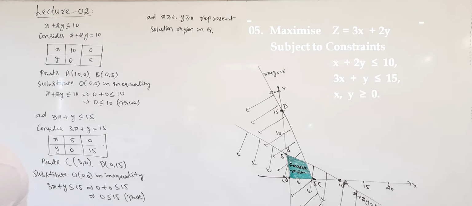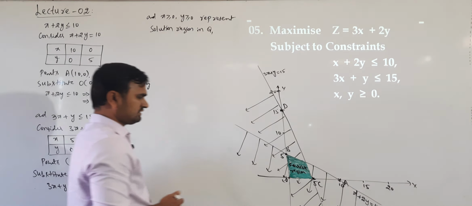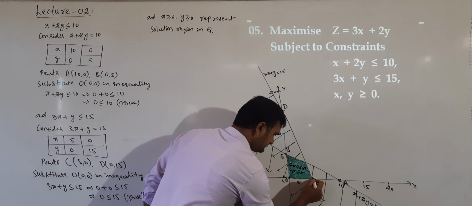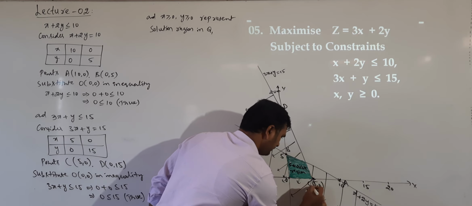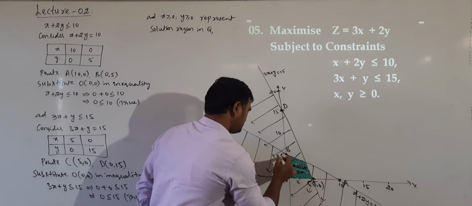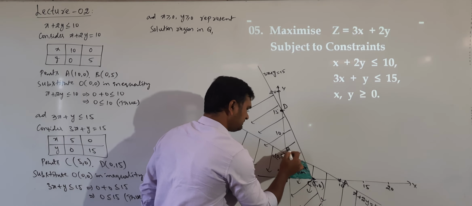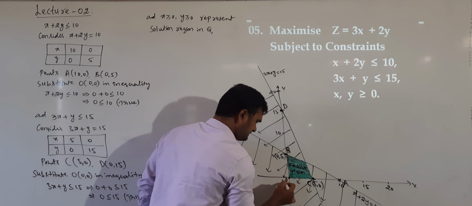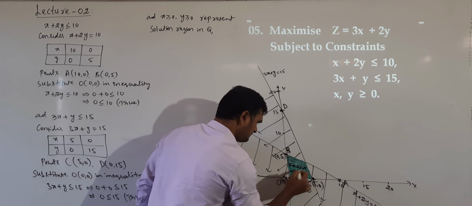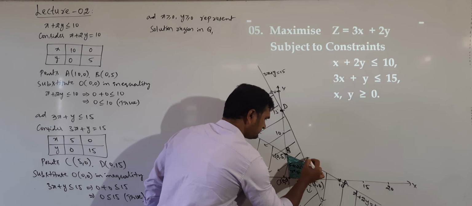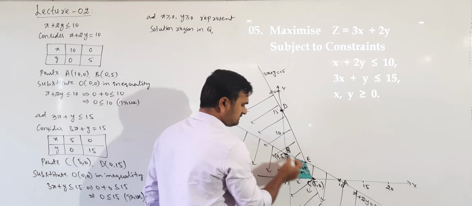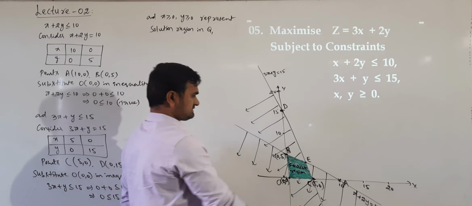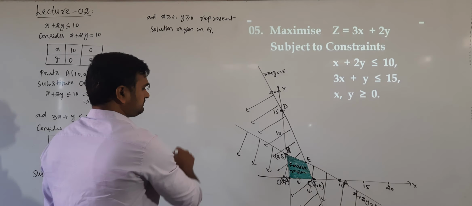Now after finding this feasible region, we have to identify the corner points. See what are the corner points here. This is one corner point, 5, 0, point C. Next 0, 5, it is the point B. Now origin is one corner point. Now there is another corner point here, so it is E. So E value we don't know. So how to obtain E? By solving these two lines.